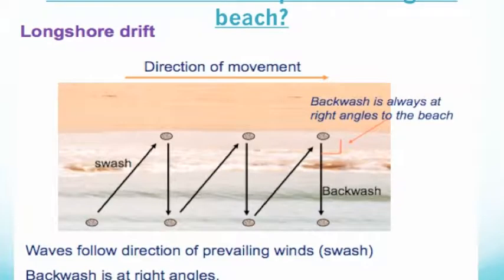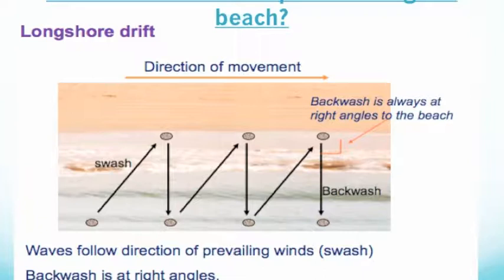How is material transported along the beach then? So when we think about our different processes underneath, you've got your traction, etc. We think mainly at the coastline of it being moved by a process called longshore drift. Now, longshore drift is created firstly by the direction of the wind. So it follows the direction of the prevailing wind.